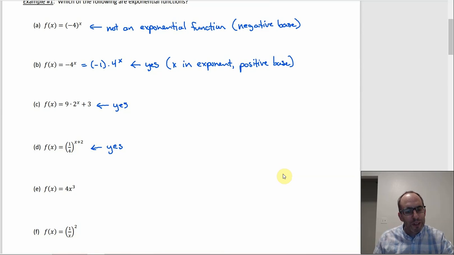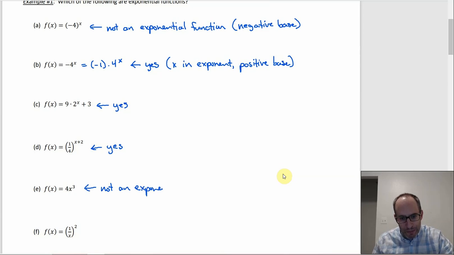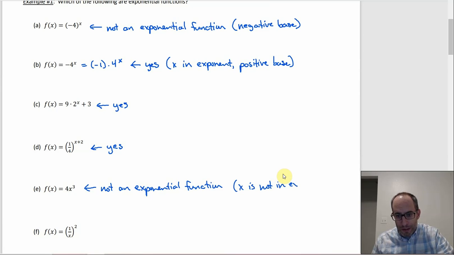E, looks like we got a problem because the base is x, right? X is in the wrong spot here. So this one is a no, or I guess like I said, not an exponential function. And the reason why not is that x is not in the exponent.